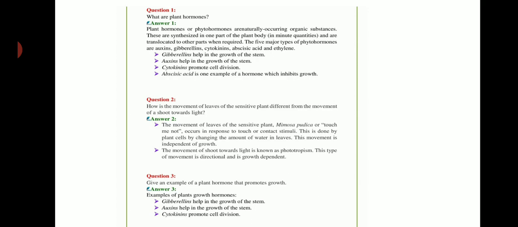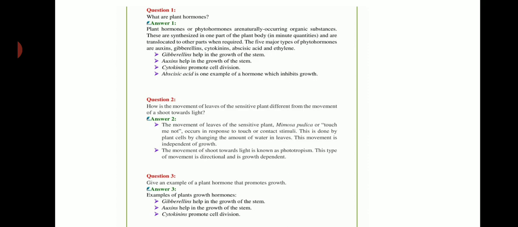That means the hormones are secreted in any one part of the plant, either in the leaves or root or stem, but they are transported to the various parts of the body. Okay, and there are 5 plant hormones. They are gibberellins, auxins, cytokinins, abscisic acid and ethylene.